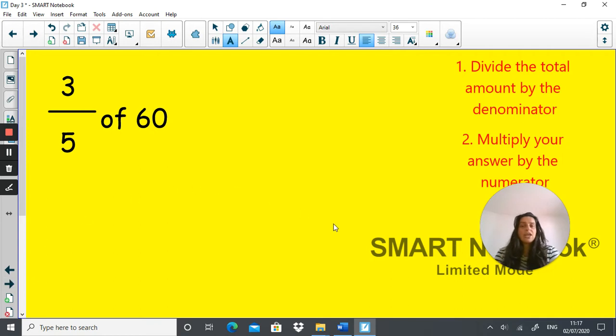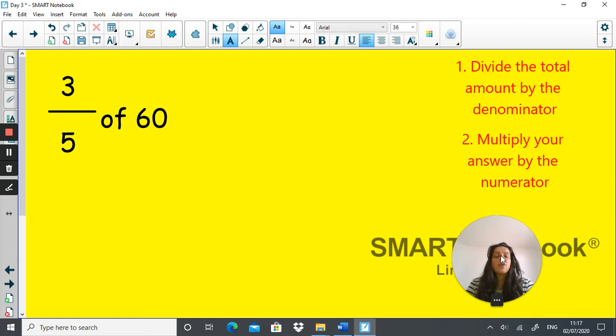Have a go at this. 3/5 of 60. Let's move my face down so you can see. 3/5 of 60. So 60 divided by 5 is 12. 12 multiplied by 3, again, the answer is 36. Good job if you're getting these right. Well done. You'll get the hang of it after practicing.